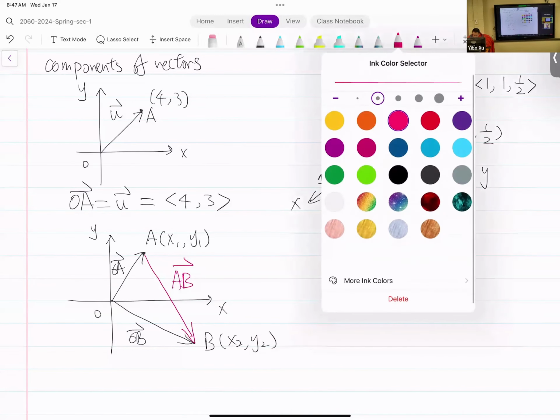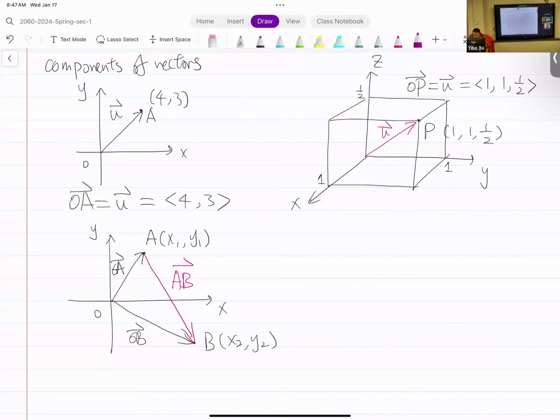So traveling along the red vector is sort of traveling from O to B, and then traveling from A to O, right? So actually this is the difference. So AB is exactly OB minus OA. So you can always think about this as head minus tail. The head is B, the tail is A. So it's OB minus OA.